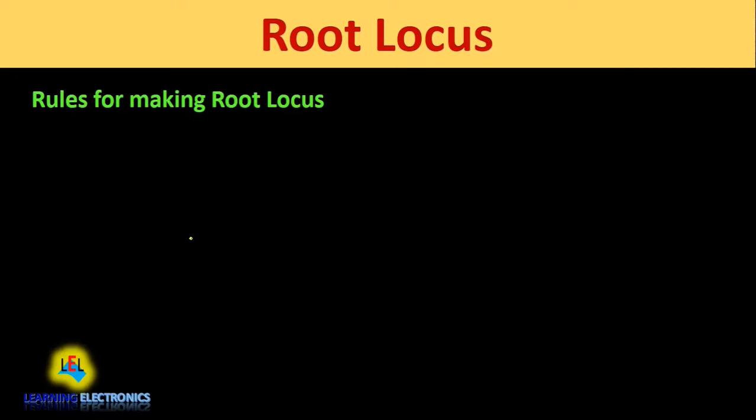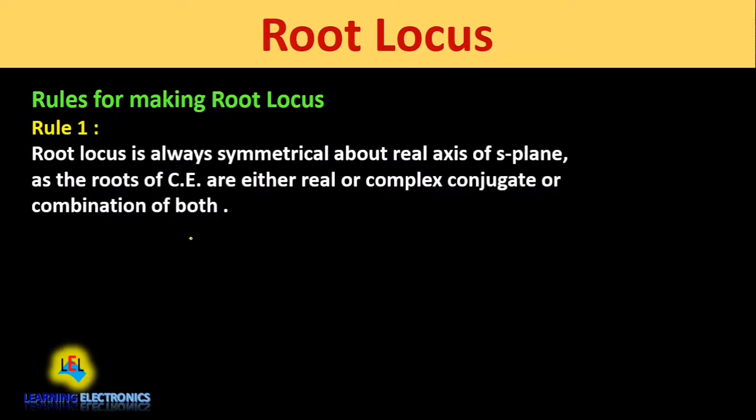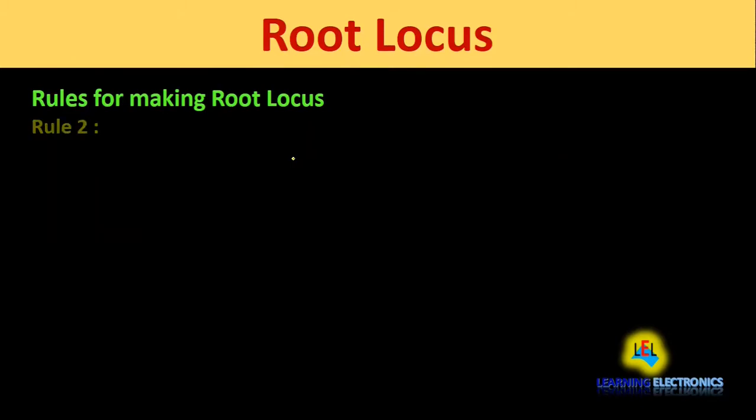So the first rule for making the root locus is that it is always symmetrical about the real axis of the S plane. That means the root locus is always symmetrical about the x axis. This happens because the roots of the characteristic equation are either real or complex conjugate or a combination of both types. Therefore, we always get the root locus symmetrical about the real axis of the S plane. And next is the second rule.